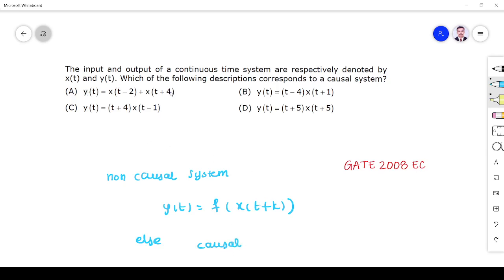Here you see y of t, x of t plus future input. So it is non-causal. Y of t, t minus 4, x of t plus future input, non-causal. Y of t, t plus 4 input is past. So it is causal. T plus 5, x of t plus 5 future. So this is the causal system. Other systems are non-causal systems. So option C is the right answer.